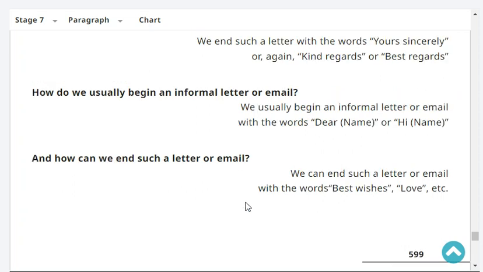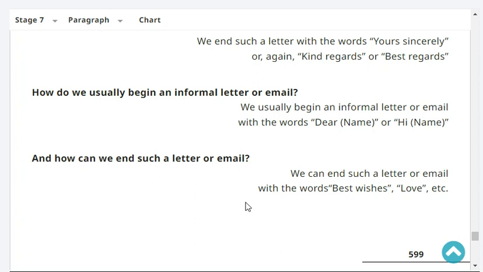How do we usually begin an informal letter or email? We usually begin an informal letter or email with the word Dear and their name, or Hi and the name. Very good.